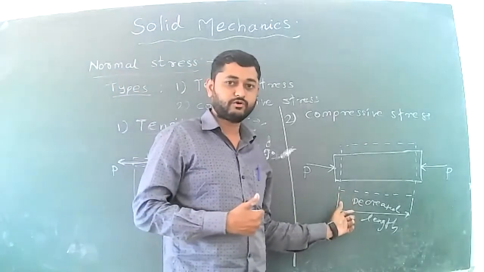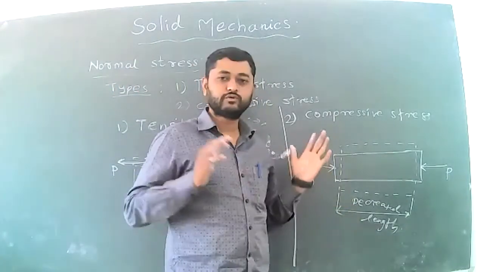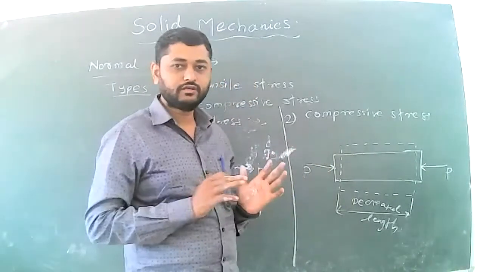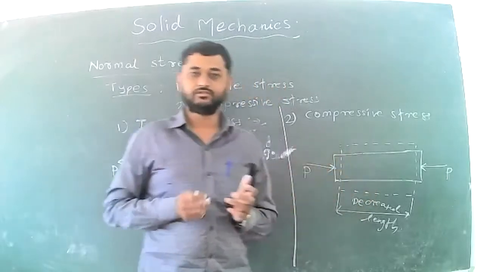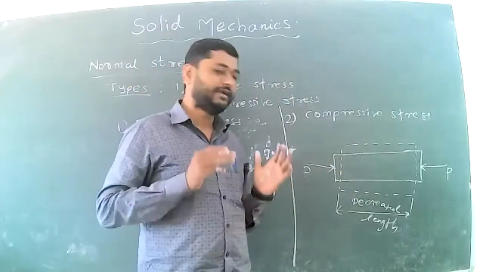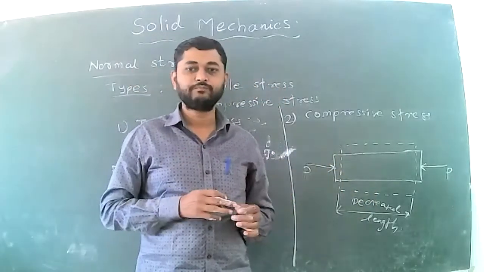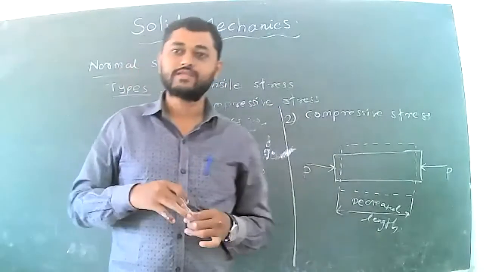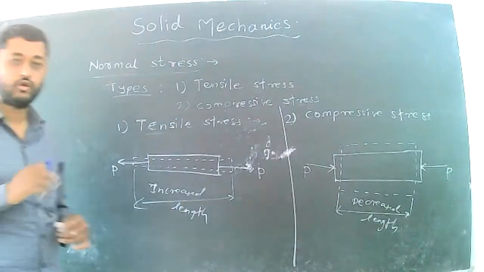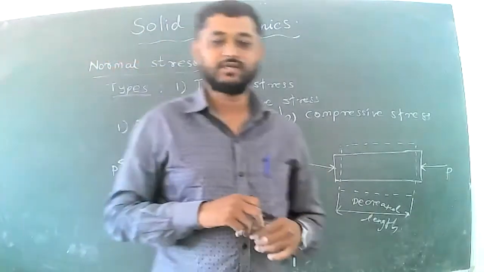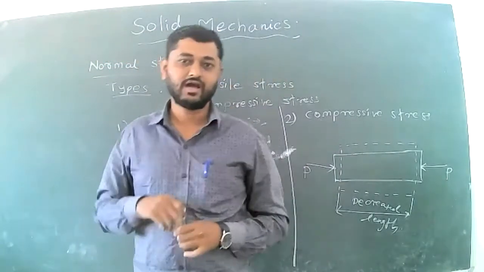And in case of compressive stress, what happens when we apply two equal opposite pushes to a body? The length of that body goes on decreasing and the area of cross section increases. This is called compressive stress. So these are the two important types of normal stresses: tensile stress and compressive stress.